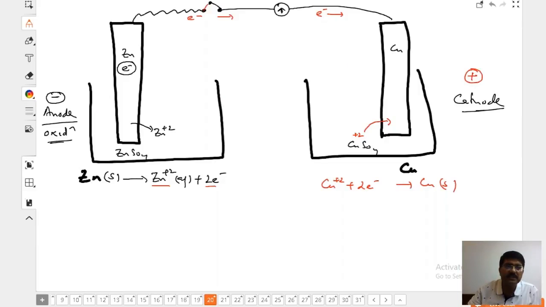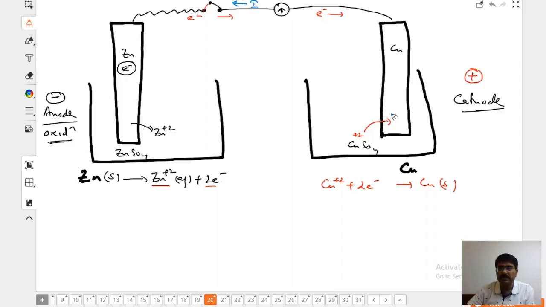And for your general knowledge, you must be knowing already, no need for me to tell you, flow of conventional current is taken in the opposite direction. So from which direction does current flow? It is from cathode to anode. It flows from cathode to anode. Electron flows from the anode to cathode.